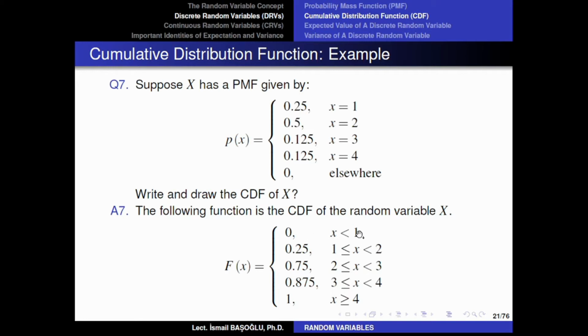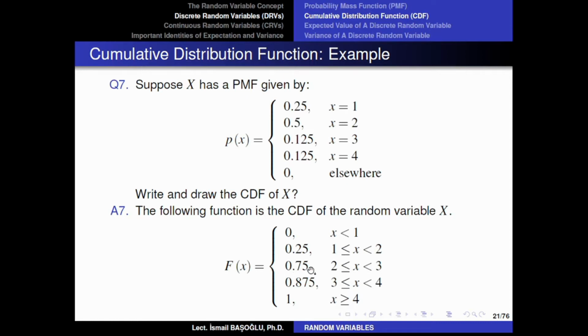Until you reach 1, there will be no accumulated probability, 0. But when you reach 1, the total accumulated probability will be 0.25 because there's a probability mass at 1. And it is going to remain the same until you reach 2 because there is not any other probability mass up to that point. So between 1 and 2, the total accumulated probability mass will be 0.25. But when you reach 2, when x is equal to 2, the total accumulated probability will reach 0.75.